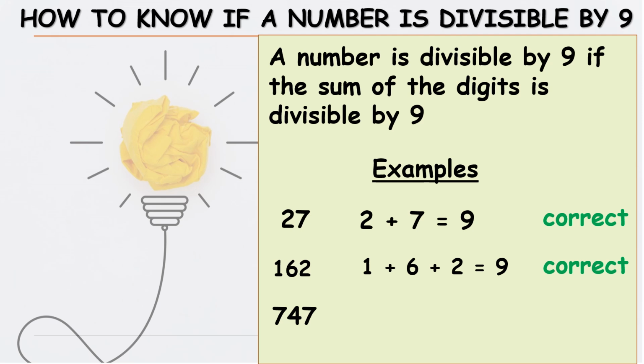747. How do we know if 747 is divisible by 9? We simply add the individual digits, 7 plus 4 plus 7, and we get 18. Is 18 divisible by 9? Definitely. 18 divided by 9 is 2. So therefore 747 is divisible by 9.